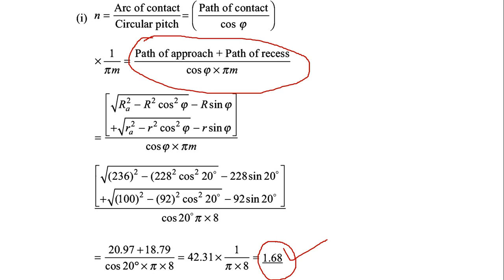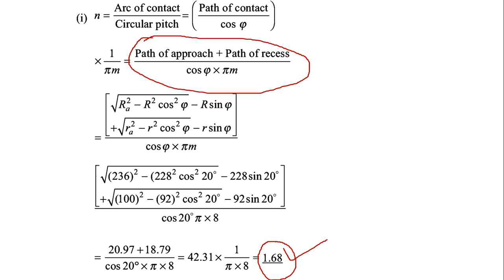So you understood the procedure, how to calculate the path of approach and path of recess and the total length of path of contact, then arc of contact and contact ratio. Okay. So like this, a little bit of change will be there in the given data, and you need to find out the values for this.